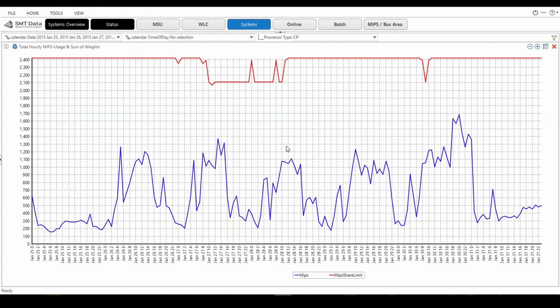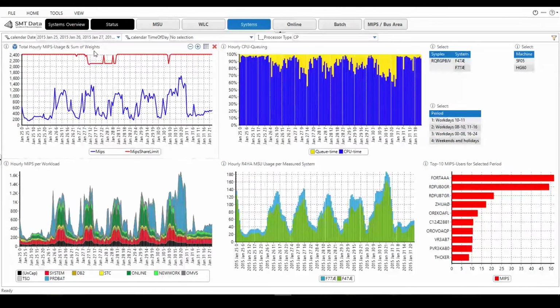Now, most customers who are paying for their capacity are in one way or another paying for their peak usage during a period of time. So if we look over this week here, what we see is there's a peak Friday night. The blue line is showing the actual MIPS utilization, and the red line showing the MIPS share limit or the weight of these LPARs.